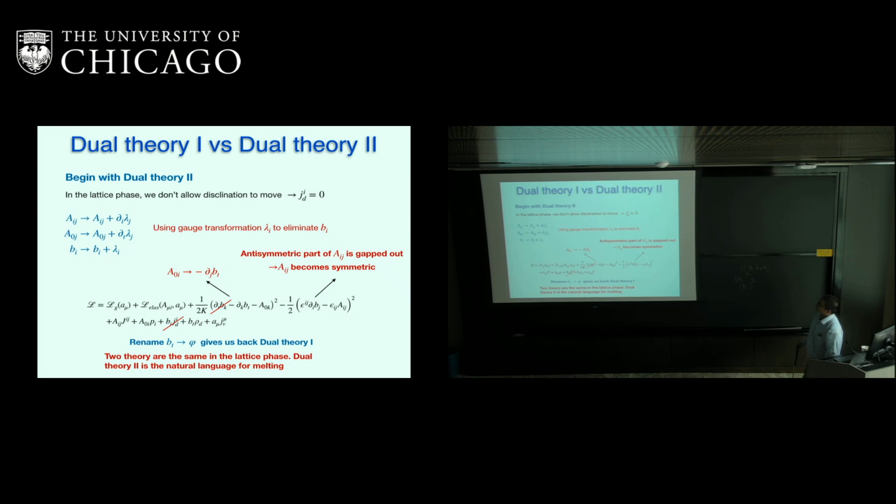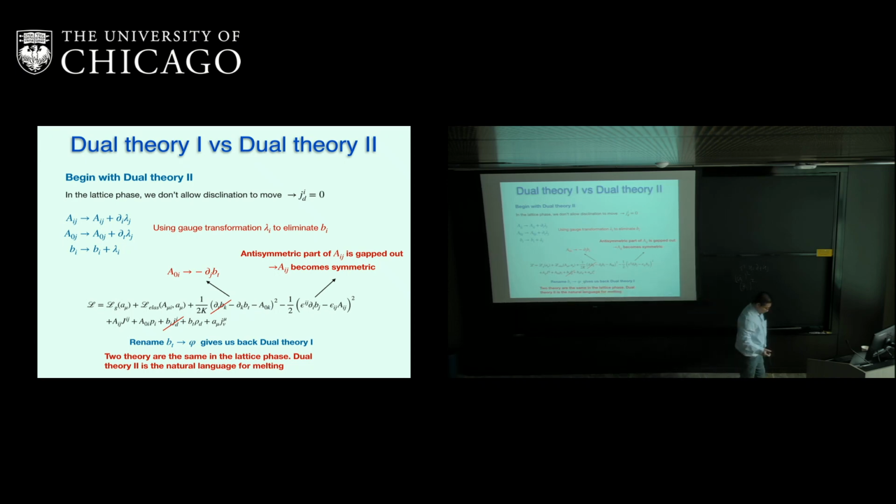So here I show that dual theories one and two are the same in the lattice phase. In the lattice phase, we do not allow the disclination to move. We put it equal to zero. This term is zero. We can use the gauge transformation lambda i to eliminate b_i. Here and here, you're seeing that this thing is gone. And the antisymmetric part of A_ij gaps out and A becomes symmetric again. Also from this term, A_0i will be equal to, sorry, this should be d_i of b_t. And if we rename b_t to phi, we get back to the same theory.